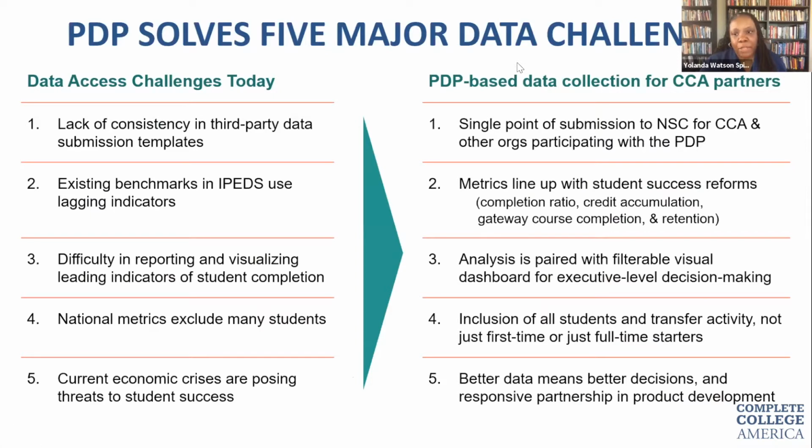And as we're operating on very tight budgets, it's very important that we have something that helps us solve solutions without adding increases to our budget. And so this slide talks about the fact that there are lots more than 5, but we boil them down to 5 major data access challenges around a lack of consistency in the third-party data submission templates, right? So we have to submit to multiple parties, and then there's not consistency around what we have to submit, right? So that's tough for anybody that's in institutional research, right? Or institutional effectiveness. The existing benchmarks in IPEDS, of course, use lagging indicators, right?